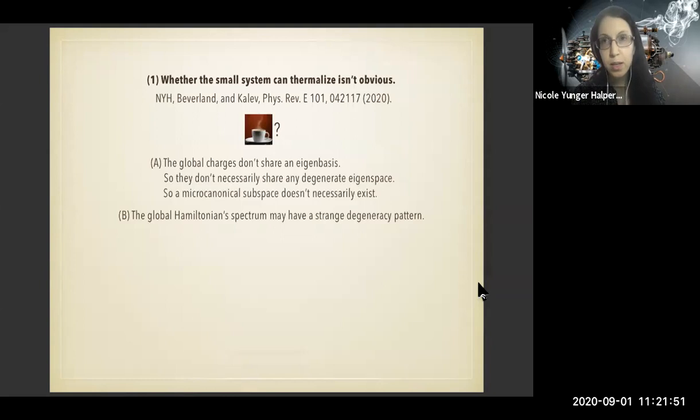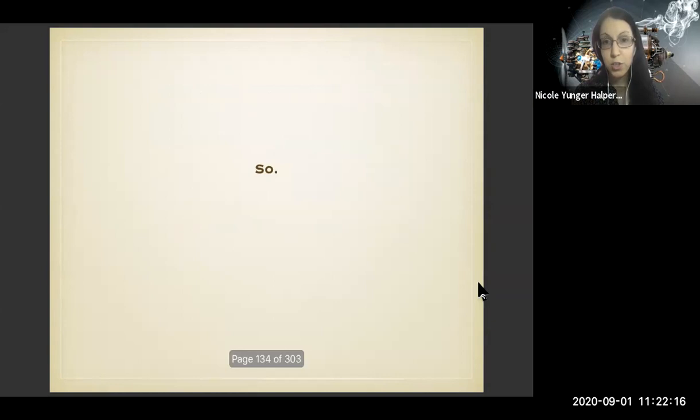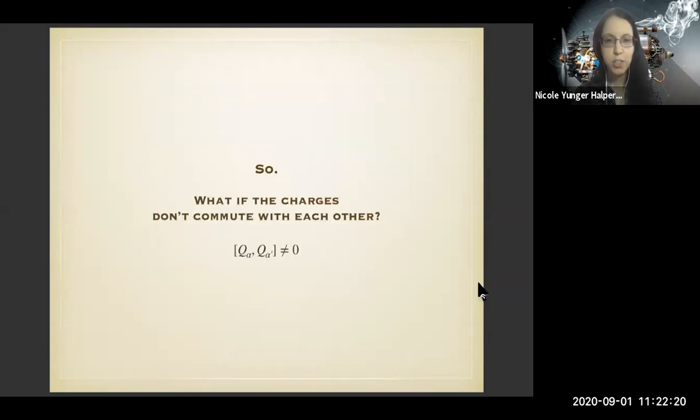Also, this global Hamiltonian conserves charges, so it has degeneracies, but the charges resolve the degeneracies in different ways. So the spectrum might have a strange degeneracy pattern, and degeneracies tend to throw wrenches in our expectations about thermalization. Also, at least one derivation of the form of the thermal state breaks down if conserved charges don't commute with each other. So we really do need to be asking, what happens if the charges don't commute?